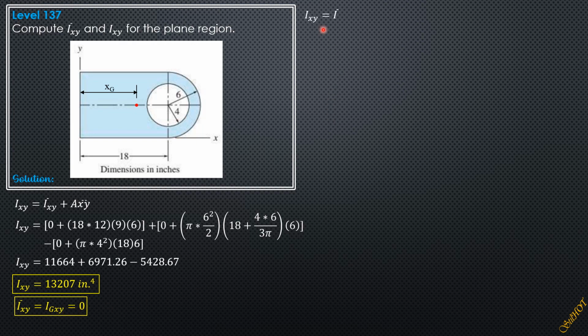So Ixy also is I bar xy plus area times x bar y bar. Then let's locate the centroid of the entire region. Area is: rectangle 18 times 12, for the semicircle pi 6 squared over 2, for the circle minus pi 4 squared. So that would be 216 plus 18 pi minus 16 pi, or in short 216 plus 2 pi.